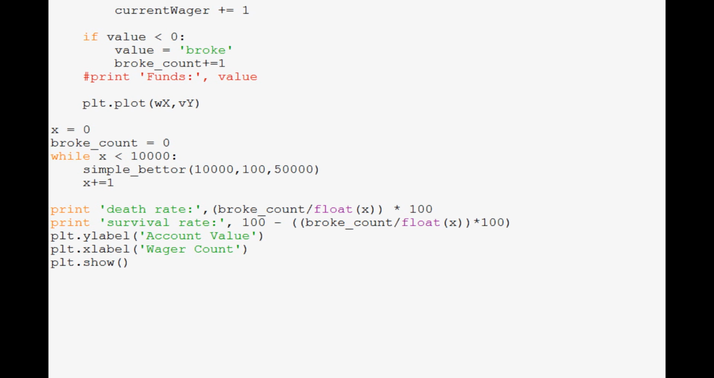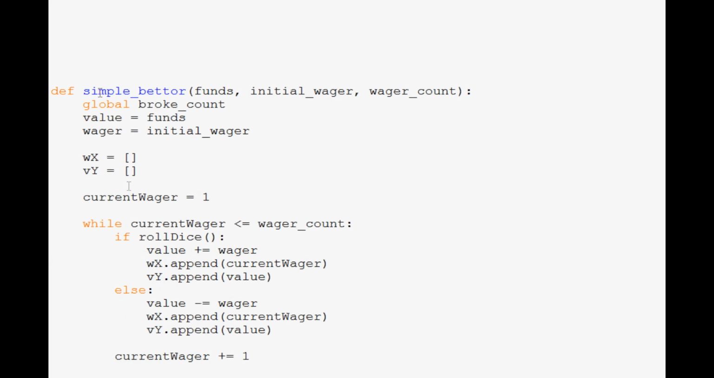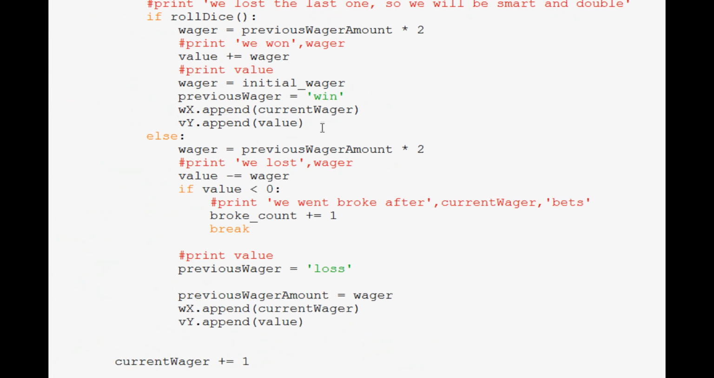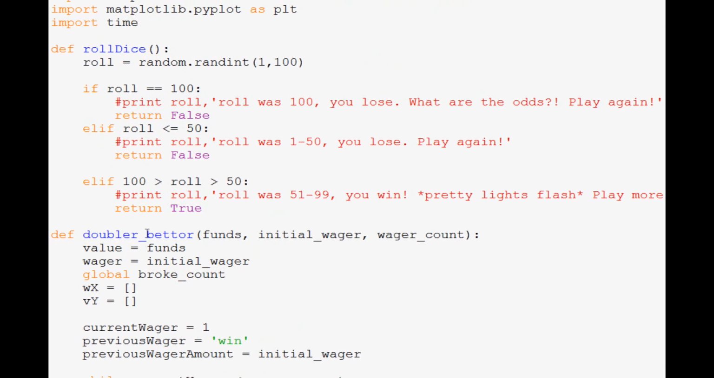Still have not had this chart pop up, so I'll just stop it here. You should just understand that the survival rate of the simple bettor short term is going to be really, really good. Long term, it will die. And medium term, it's just not going to make very much money. It might survive, but the actual profits will not be the same as the survivors of the doubler bettor.